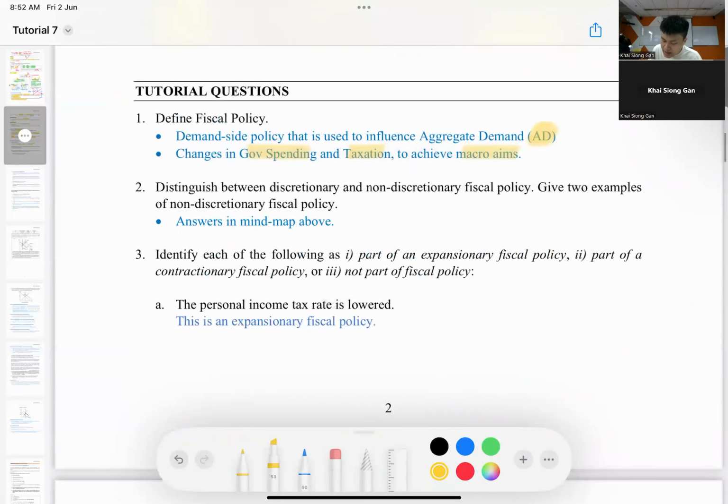Question number three: identify each of the following as part of expansionary or contractionary or not part of fiscal policy. So personal income tax rate is lower. Definitely, this is expansionary, right? Because when the income tax rate is lower, that means you will have higher disposable income. People will be able to spend and invest, and therefore, resulting in an increase in aggregate demand. Okay, personal income tax rate, so this one is reducing the induced tax.